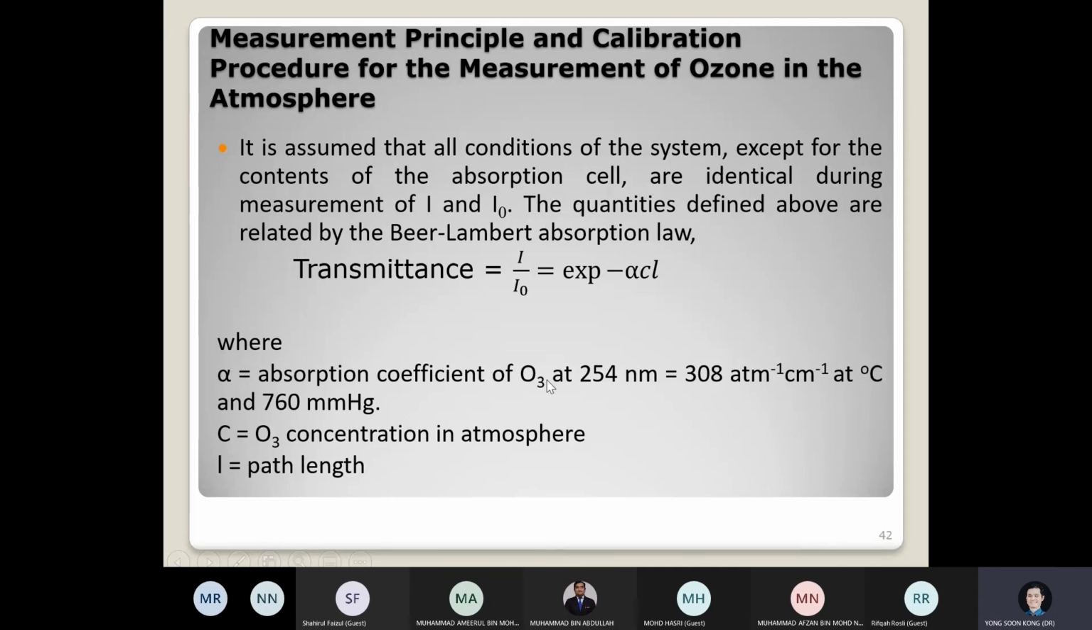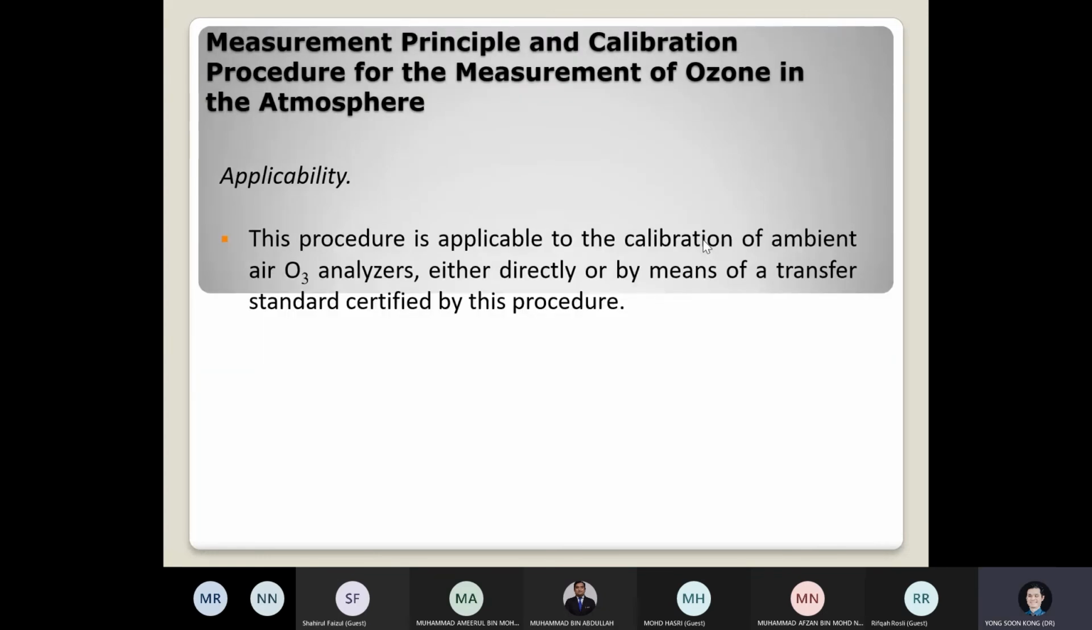Each of these contaminant gases or any gas molecules will have this. And then C, right here, is the concentration of ozone, and L at the last part is the path length. That means the length of your gas chamber. If you still remember physics or physical chemistry in secondary school, you have learned Beer-Lambert's absorption law. This is what they have mentioned. Of course, this is not chemistry class, but I just want to let you know how we calculate transmittance by using this.